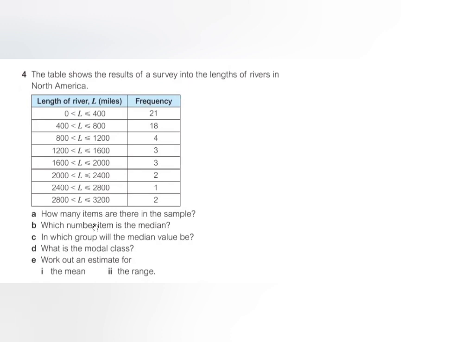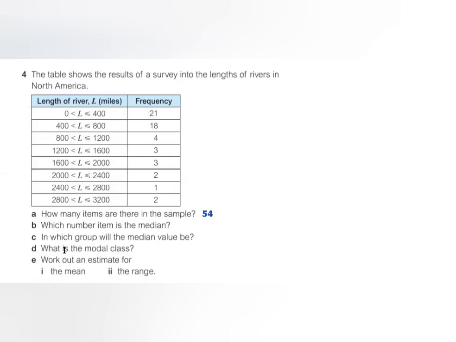First question, how many items are there in the sample? To find out how many items, we have to add all the frequencies together. So we're going to add all of these numbers together to get the total number of items. So now let's add them together. We have 21 plus 18 plus 4 plus 3 plus 3 plus 2 plus 1 plus 2, and the final answer is 54. So we have 54 items in this sample.